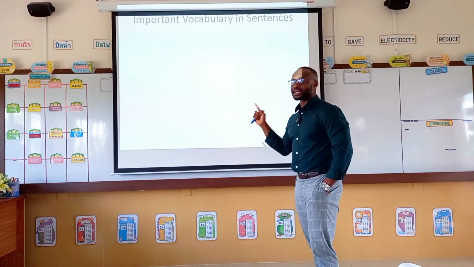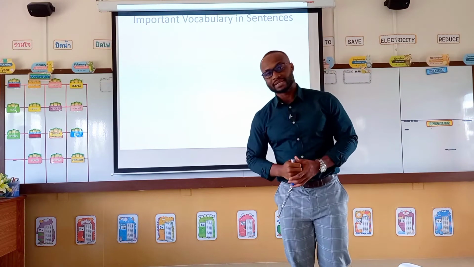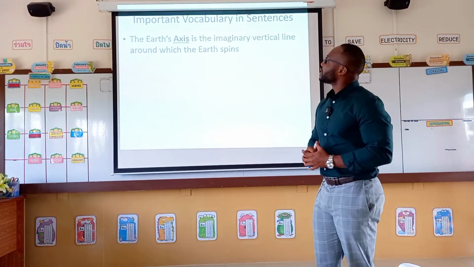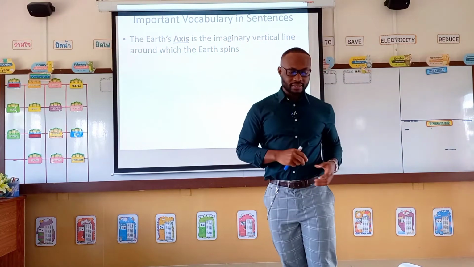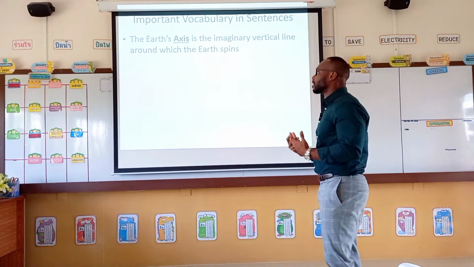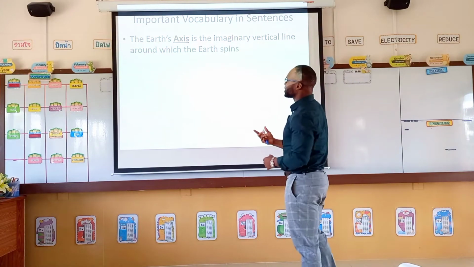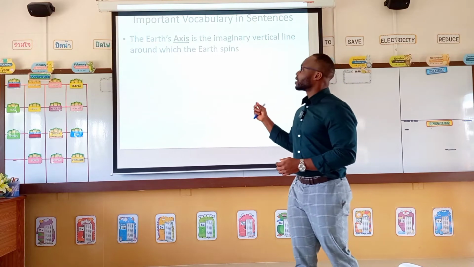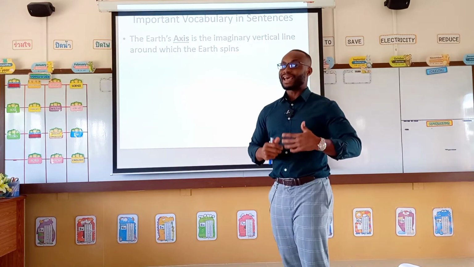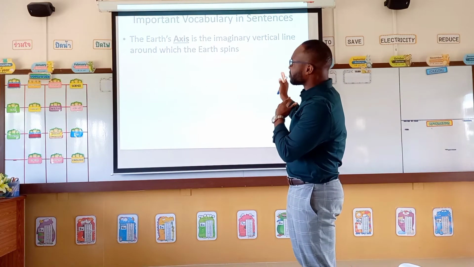All right, so important vocabularies in sentences. Next, please. Now, let's bring the vocabularies and put them into sentences so that you guys can really see the meaning of this. All right, so the Earth's axis is the imaginary vertical line around which the Earth spins. So I already mentioned what an axis is, right? So this is how you can put it in a sentence, all right?